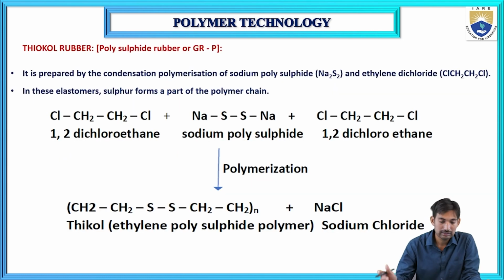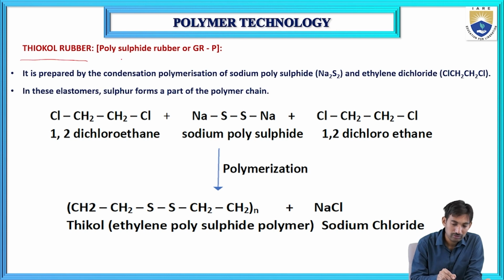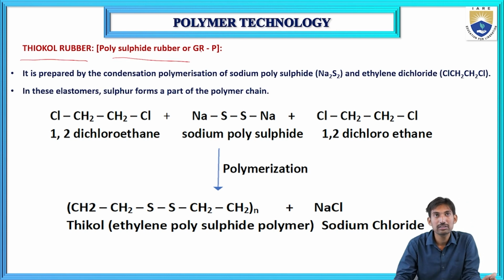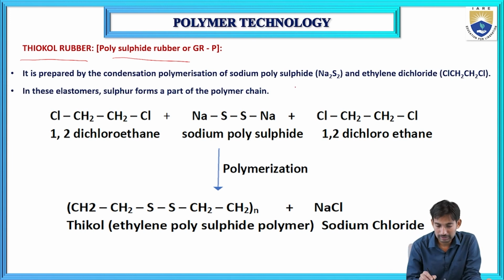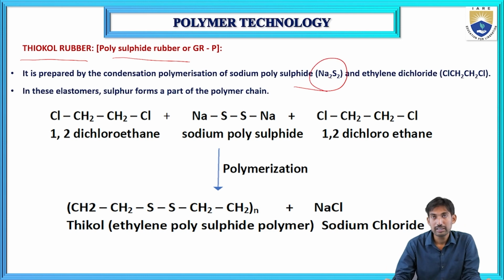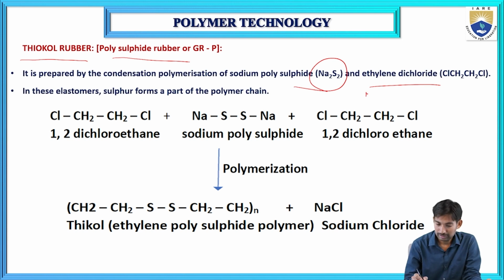The next elastomer is thiokol rubber, also called polysulfide rubber. It is prepared by the condensation polymerization of sodium polysulfide and ethylene dichloride.